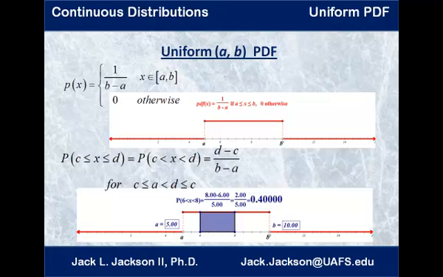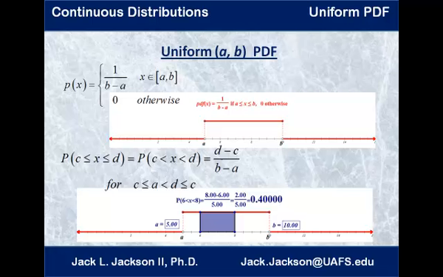And then you have a horizontal line segment going from x equals a to x equals b. The y's are all the same, they're 1 over b minus a. So that bar has length b minus a and height 1 over b minus a.